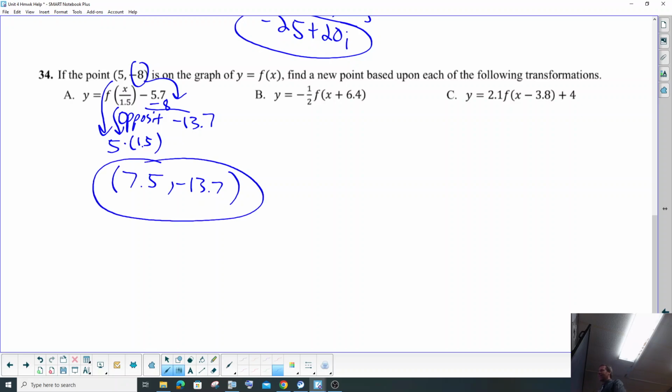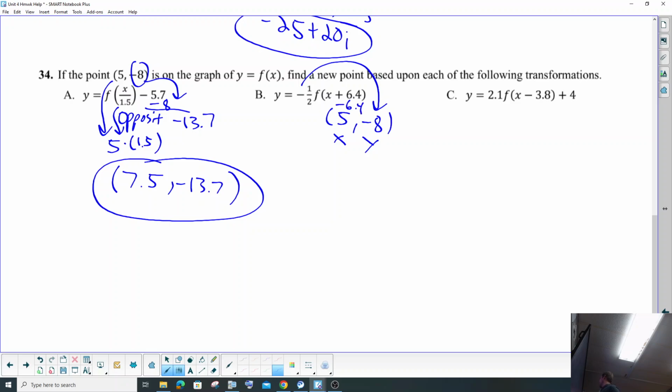So try it again. Again, we have an x value of 5 and we have a y value of negative 8. That's our x and our y. The y value actually gets the multiplication going on there. And then this is opposite.